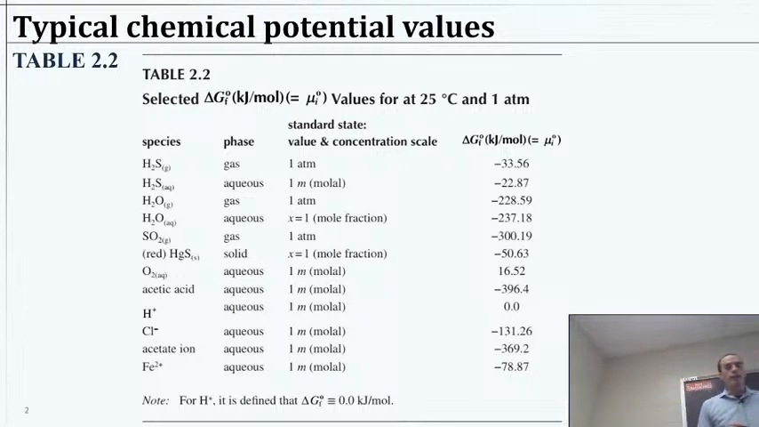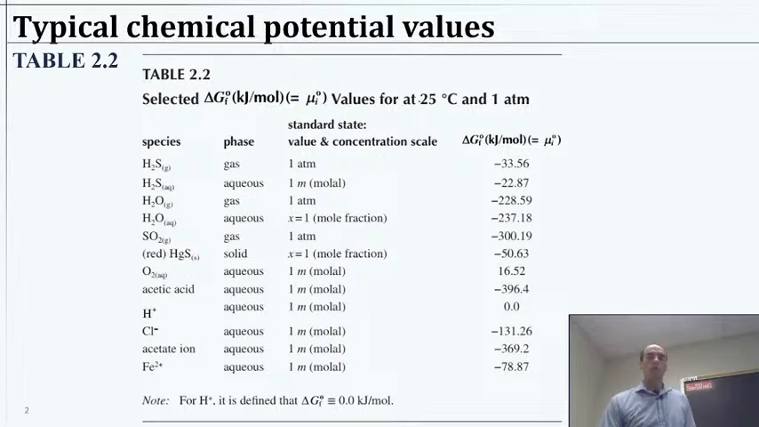Okay, this here is just a table to show a few species and their chemical potential. If we write it as delta G of formation, the Gibbs free energy of formation, per mole, that means for 1 mole of it, that's equal to the standard chemical potential for that species, right?